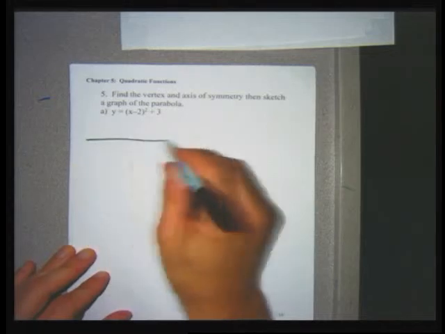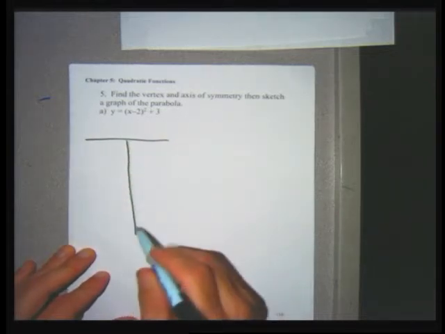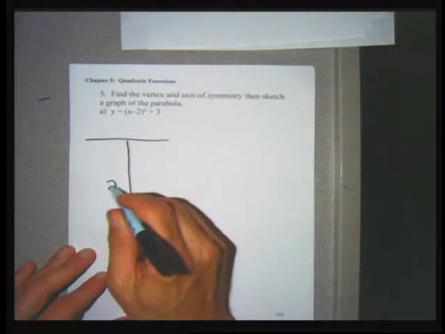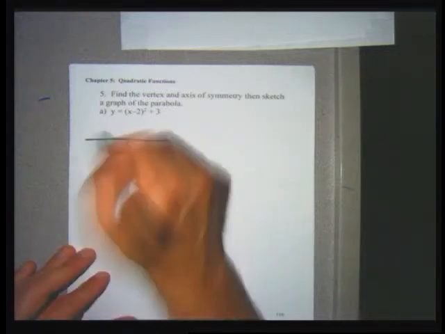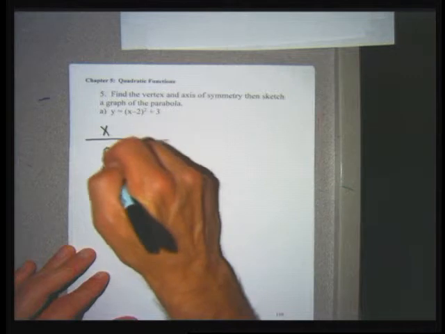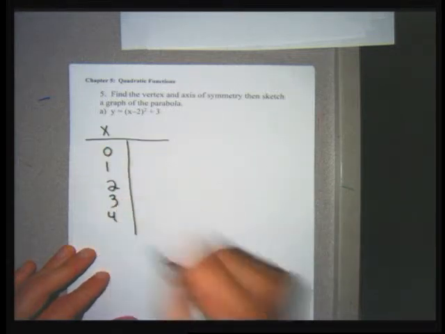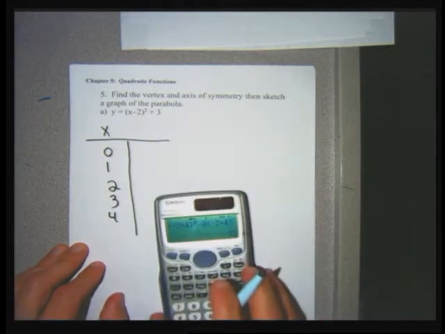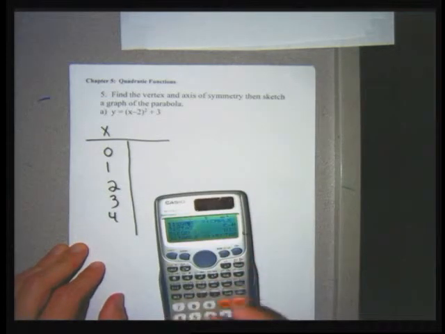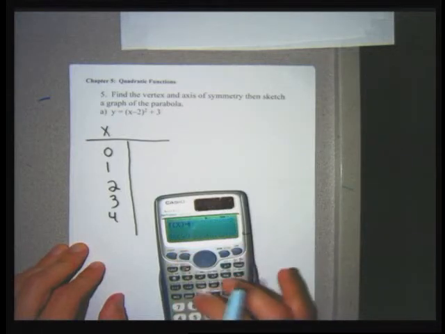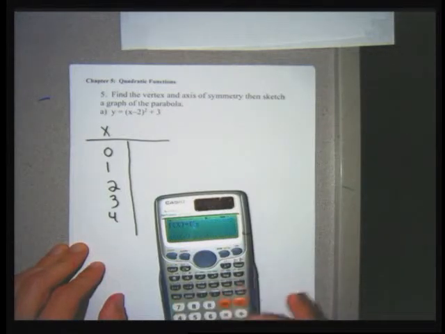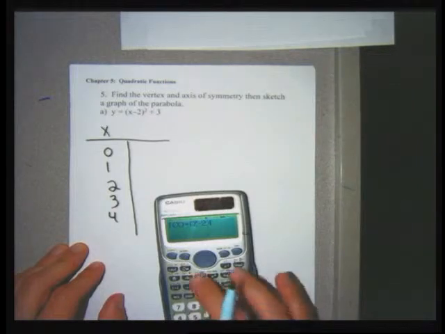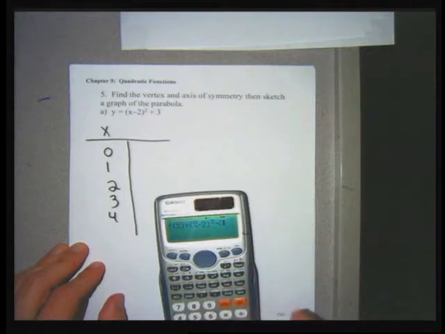And I'm going to use my calculator and exploit it to make the table. Remember that when I'm graphing a parabola, if there's a parentheses, I take the number in the parentheses, change its sign, put it in the middle of my x column for my table, then I go smaller a couple and bigger a couple. And now I'm going to just use my calculator to get the y's. So mode 7 for table, and then parentheses alpha x minus 2 squared plus 3.